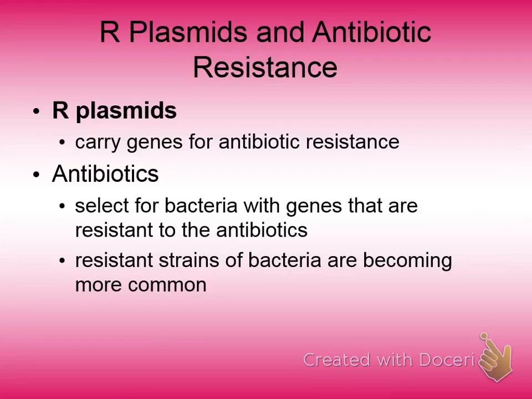If you look at the prokaryotes, they were the first inhabitants of Earth, and they still inhabit more of the Earth than we do. Plasmids are genes that carry antibiotic resistance. These are resistance plasmids. They select for the bacteria with the genes that are resistant to the antibiotics, and this is happening more and more all the time.